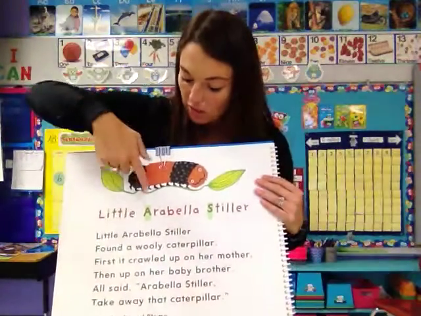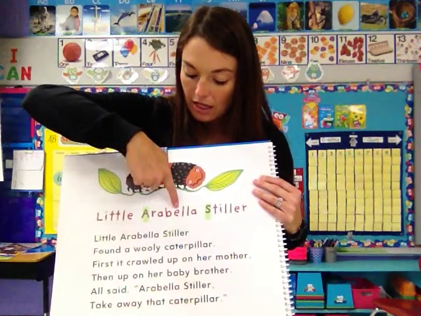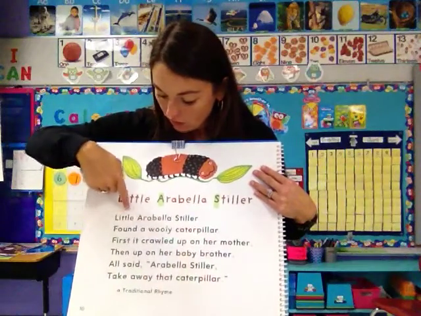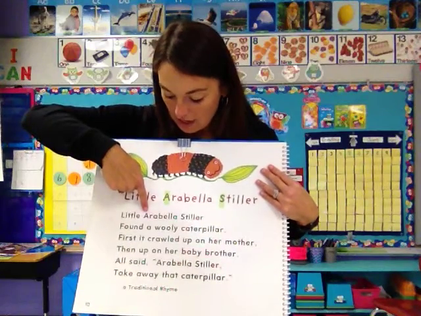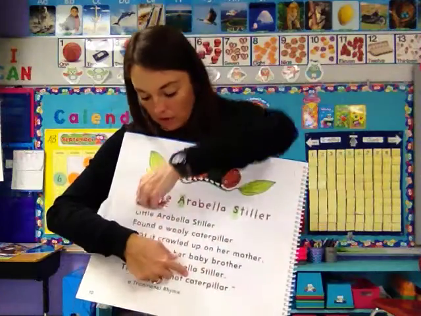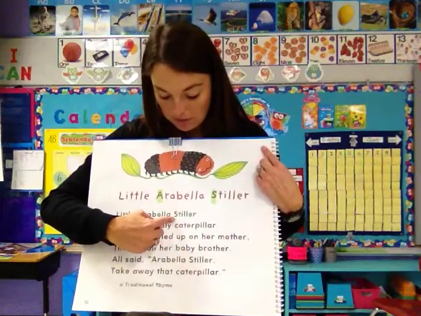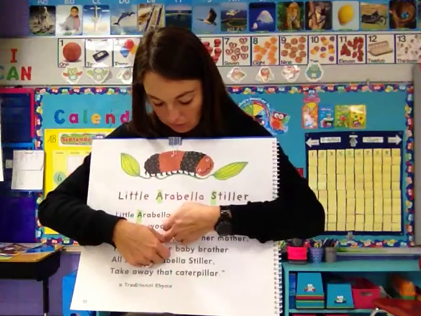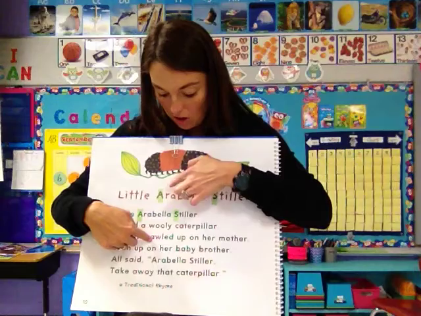So her name here is spelled uppercase A, then lowercase rabella. We see her name in the story again. Right here is Arabella Stiller. And again, we have an uppercase A. All the rest of the letters are lowercase in her first name. So I'm going to highlight that green. Then we have uppercase S in the name Stiller. That's her last name. I'm going to highlight that. And her name always is spelled using the same letters.